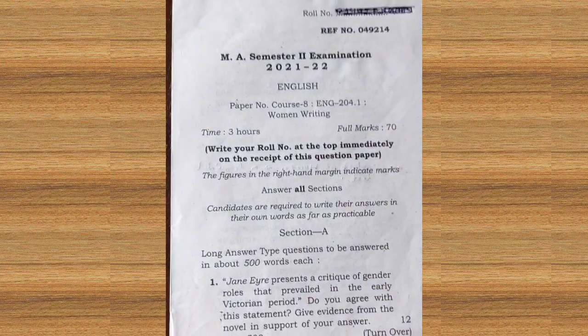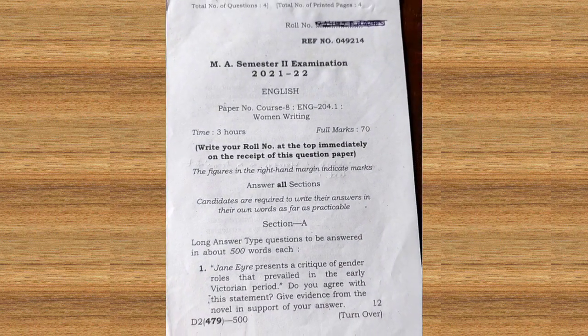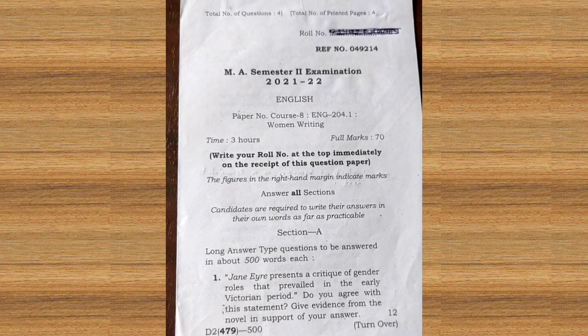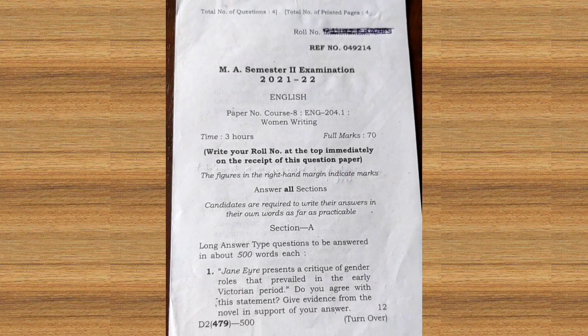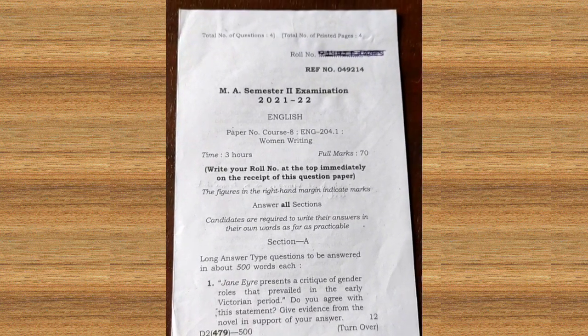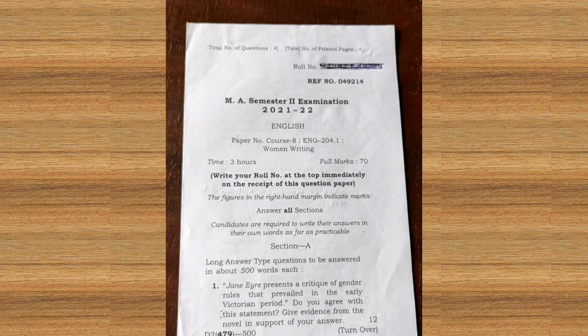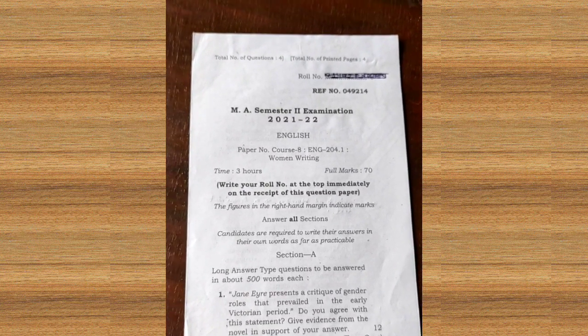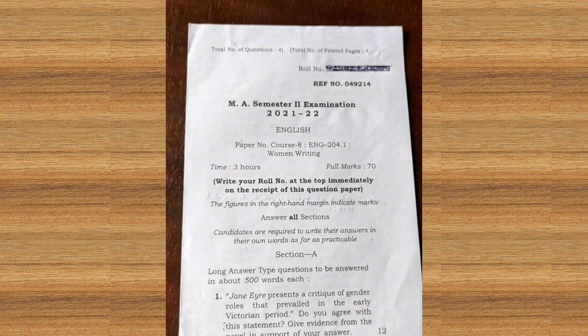And now come the optional papers. In those three papers, poetry, drama and fiction, were compulsory, and for the last paper you will have two options. Our options were women's writing, and the other option was Indian writing in translation. I had women's writing, so this is the paper of women's writing.